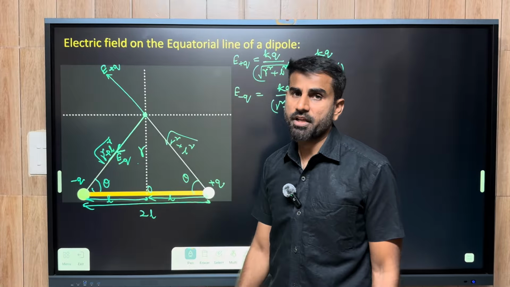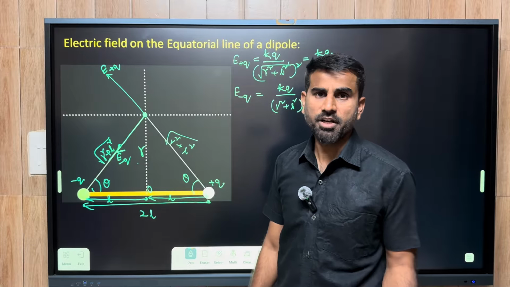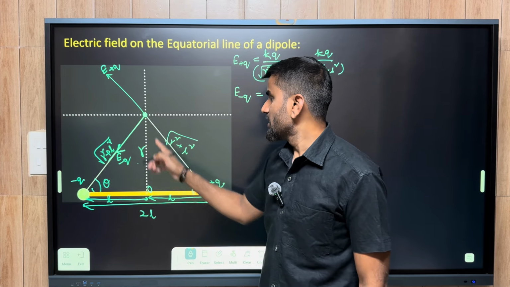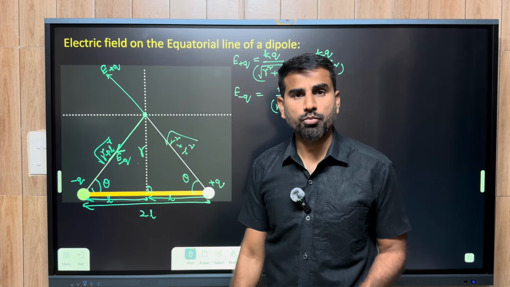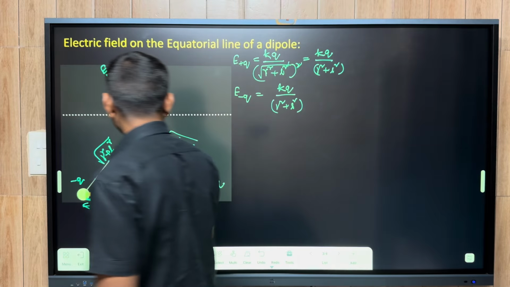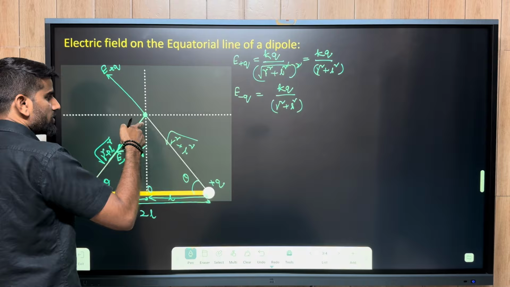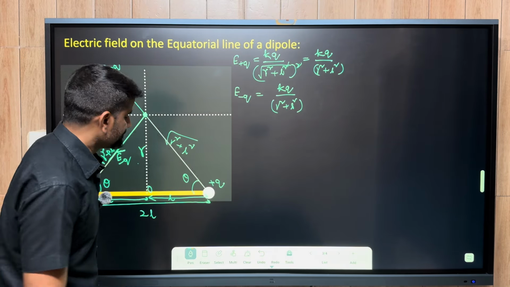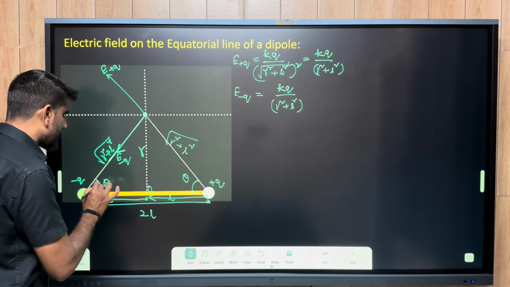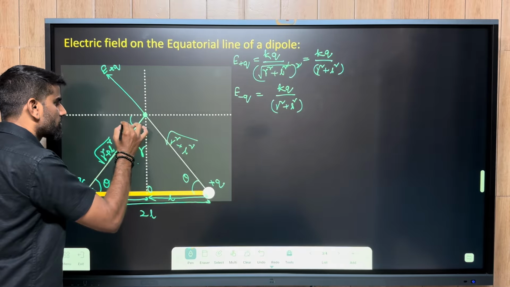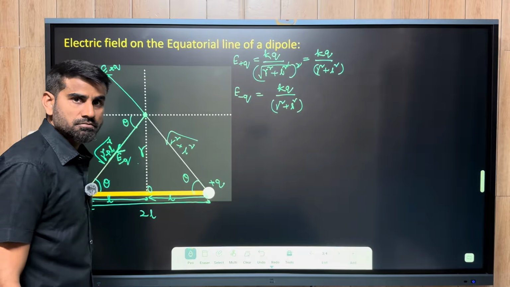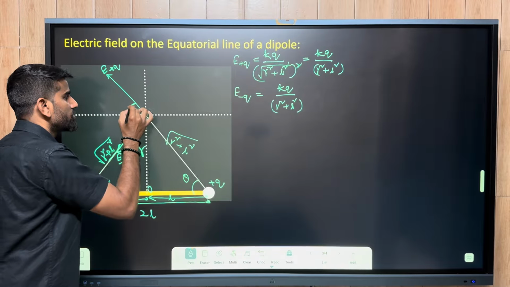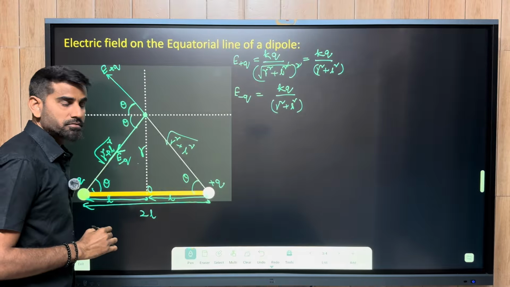That means these two are similar triangles. In such a case, all three angles will be the same for both triangles. Here theta, here 90, here 90, here 90 minus theta, here 90 minus theta. Clear? Now if this angle is theta, then this angle also should be theta, right?